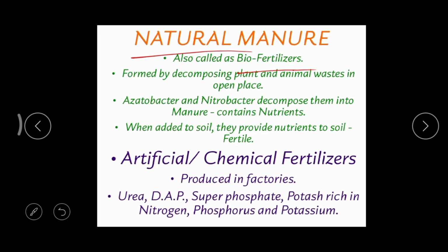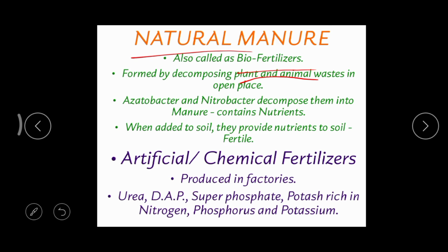Correct. So how do we prepare them? We prepare them from plant and animal waste in an open place. Generally when we observe villages, most of the people there are farmers, and we can find some animals in a farmer's home.